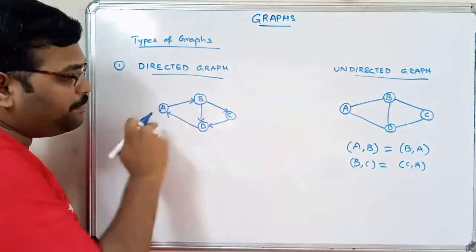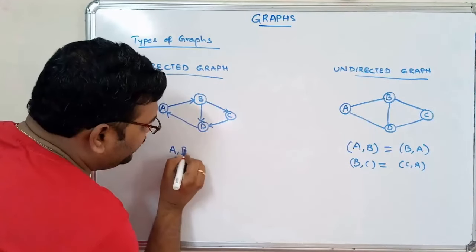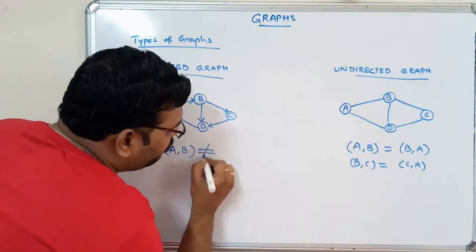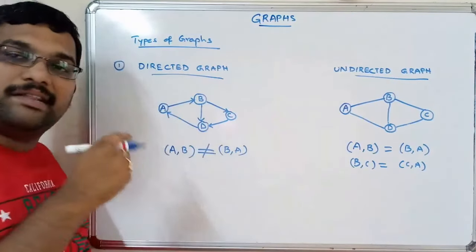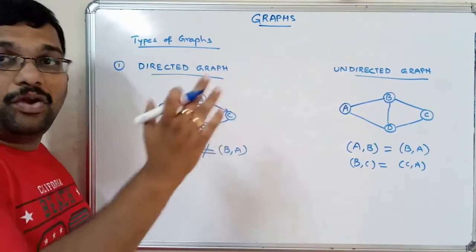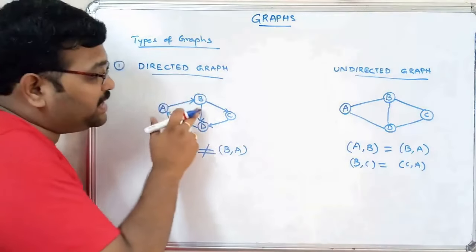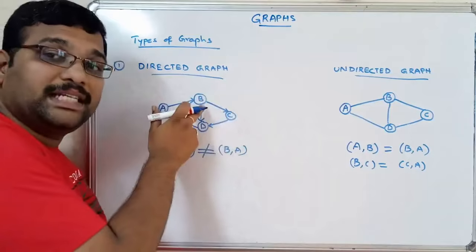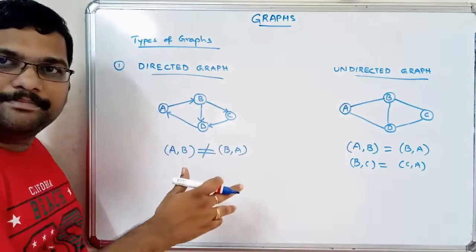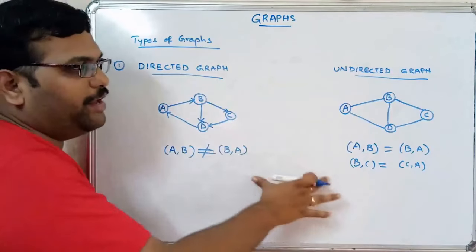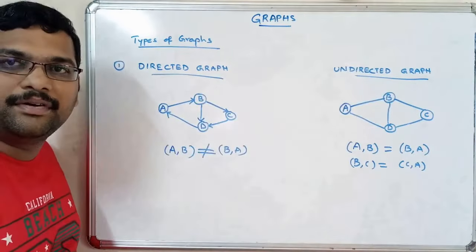There is an edge between A and B. A comma B is not equal to B comma A because here we have specified the direction from A to B, not from B to A. Here B to C, the direction is only from B to C. B is the starting point and C is the ending point, but not vice versa. This is the only difference between the directed graph and undirected graph.